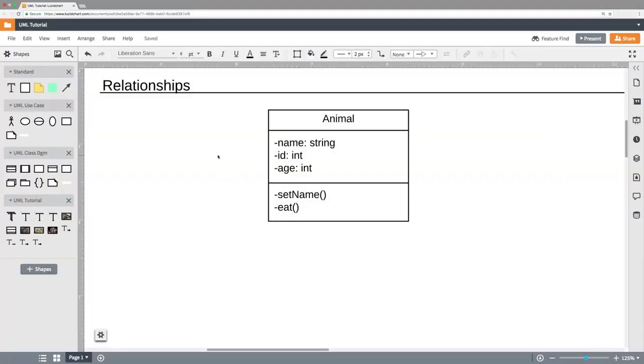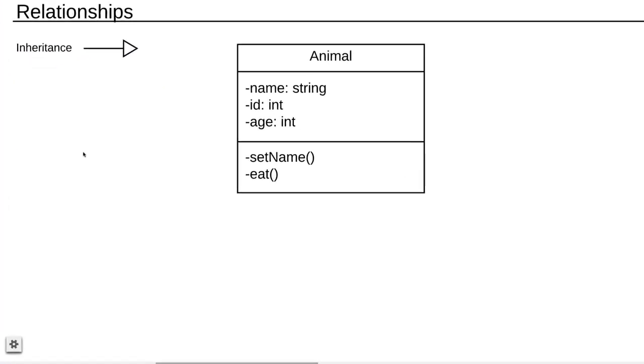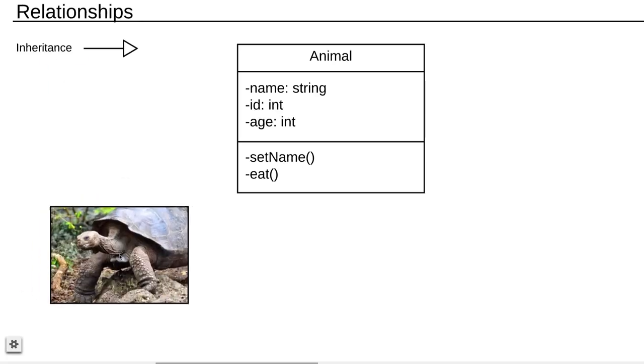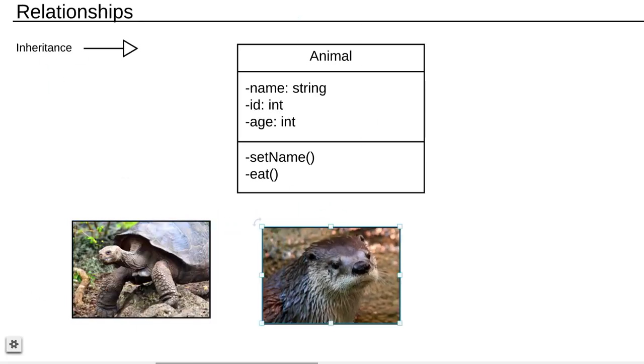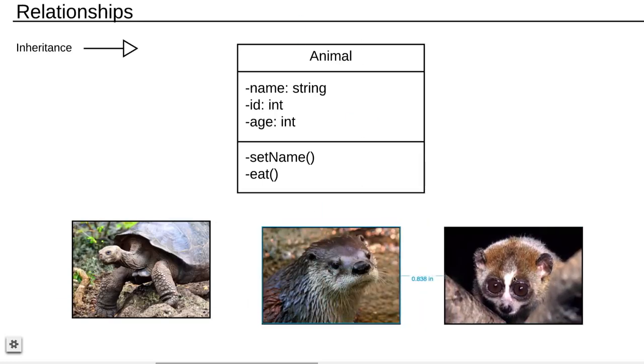So the next thing we'll need to cover are the different relationships that exist between classes. The first type of relationship that we'll describe is inheritance. I'm going to keep going with the zoo example because it makes it easy to understand the logic of these relationships. We'll get to a more technical real-world example later. Okay, so inheritance. Let's say in our zoo, the only animals we have are tortoises, otters, and the lesser known, but nonetheless amazing, slow loris.